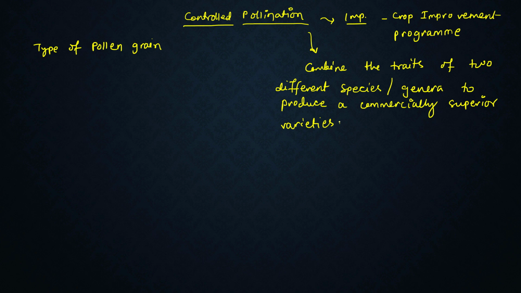In the crop improvement program, we use controlled pollination to get commercially superior varieties that are going to have the traits of two different plant species. As I said, the type of pollen is going to be regulated, that is, we are going to use only the desirable pollen grain for the pollination process.